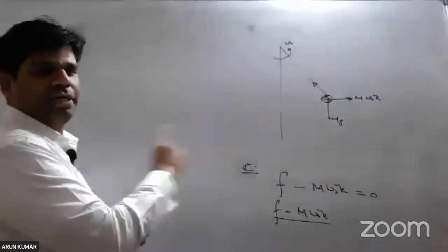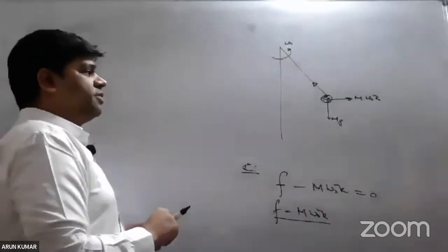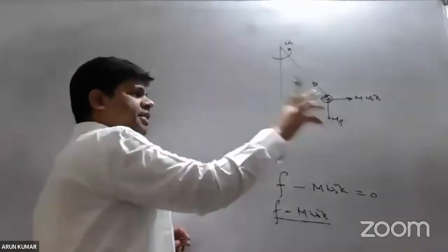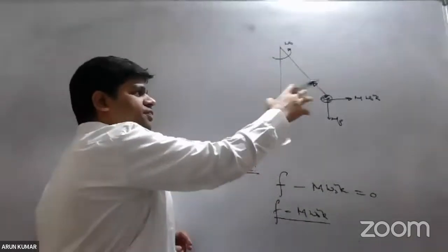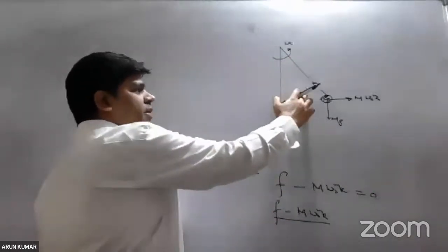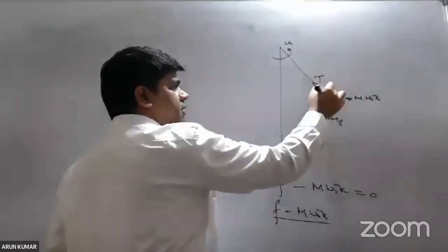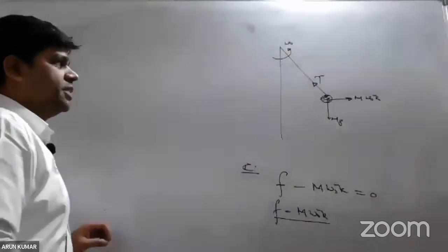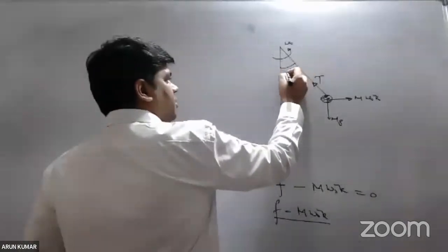But with respect to ground, it's rotating with omega. But with respect to the rotating reference frame, the particle is at rest under the action of these forces. What are the forces? Two real forces, tension and mg, and the third force is pseudo force. Let us now resolve the forces.